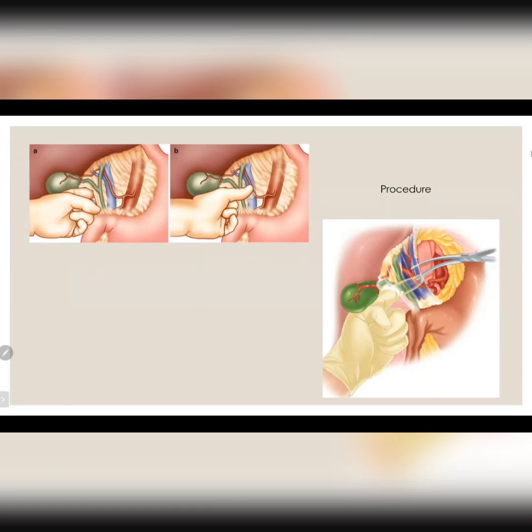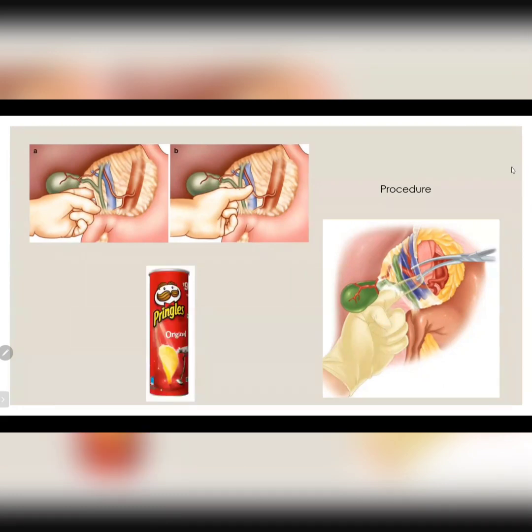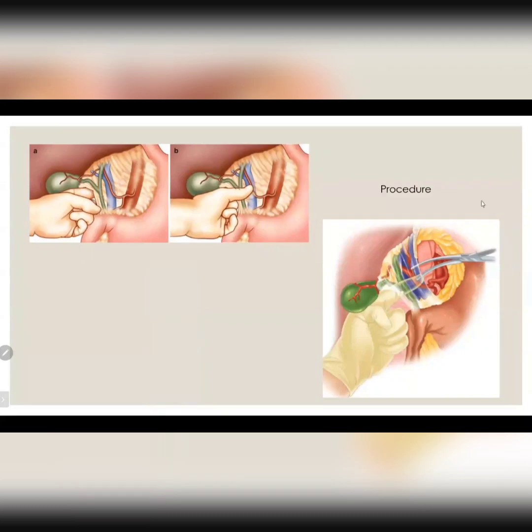What is the name of the maneuver? I will show you a picture and you have to tell me the name of the maneuver. Okay, class, this is your last question for today. Fingers. Yes. Pringle maneuver. That's the name of the surgeon who devised this strategy.